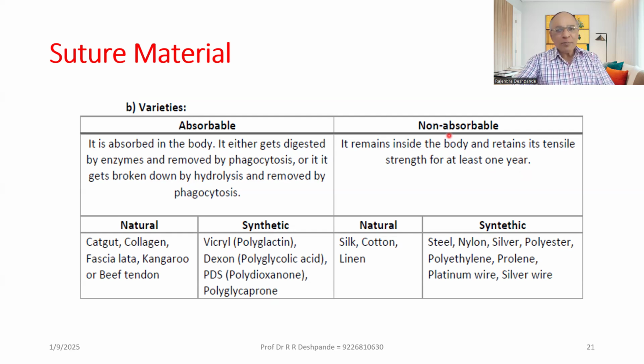So which are the non-absorbable materials for suturing? Natural: cotton, silk, and linen. And synthetic: steel, nylon, silver, polyester, polyethylene, prolene, platinum wire, and silver wire. So my dear friends, this is a very good and interesting chart to remember the suturing material. The major division is absorbable and non-absorbable.